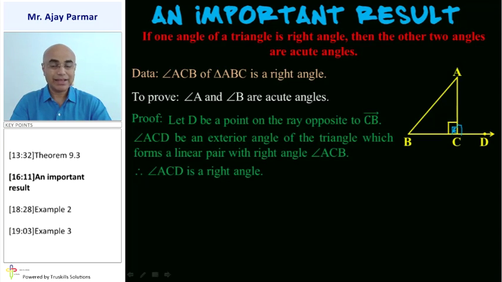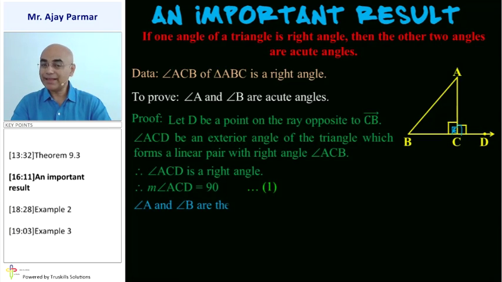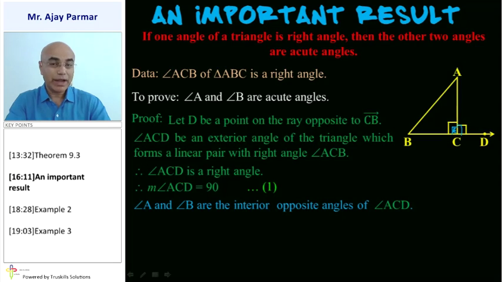That means measure angle ACD is also a right angle. So, measure angle ACD is 90. Let us remember that as statement number 1. Now, for angle ACD, angle A and angle B are the interior opposite angles. And remember theorem number 9.1.